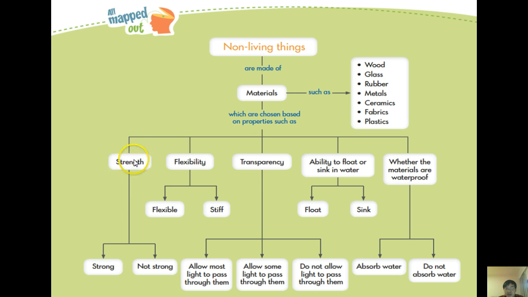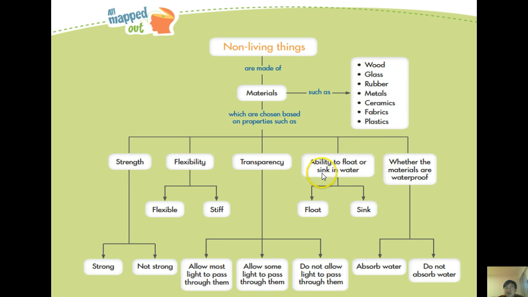Okay, the properties are strength. Okay, strength simply means strong or not strong. Flexibility, whether it can be bent or it is just stiff. Okay, transparency is important. Now there are three ways of looking at it. Totally transparent means it allows all or most of the light to pass through. If it's called translucent, then it just allows some of the light to pass through. Okay, then of course opaque does not allow any light to pass through.